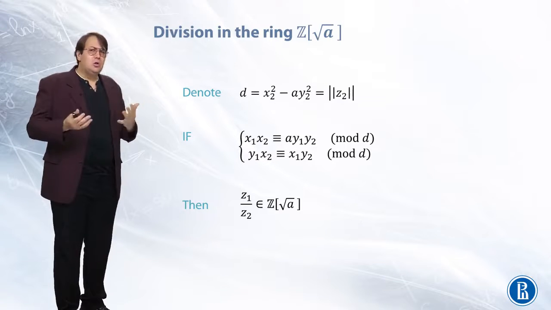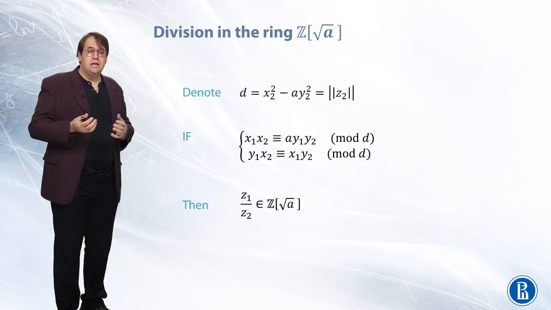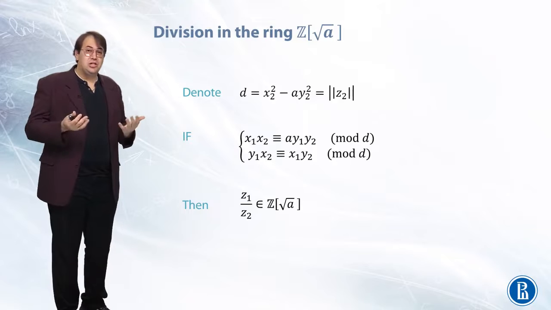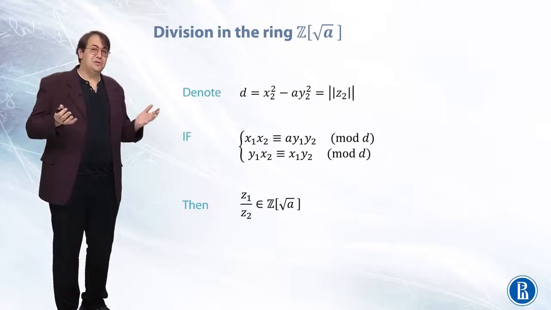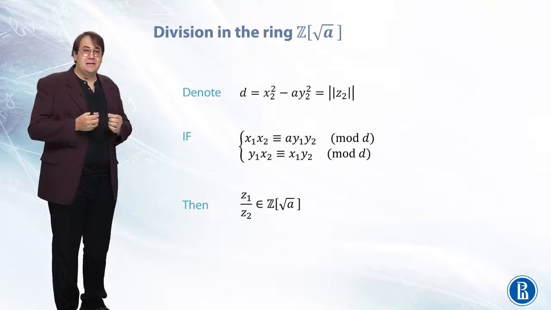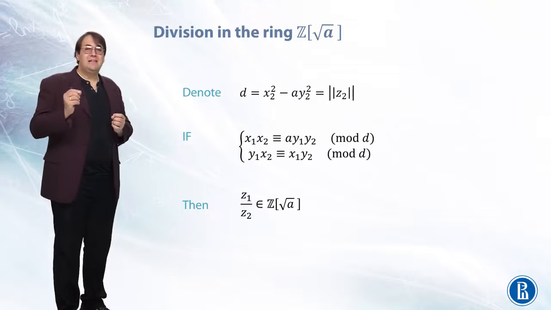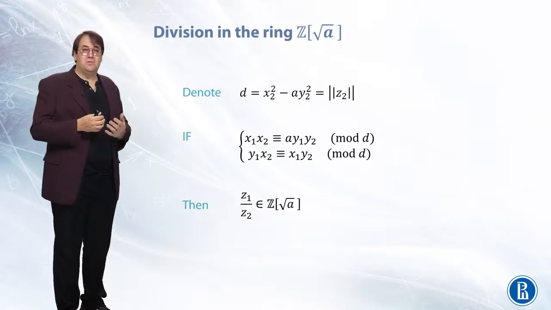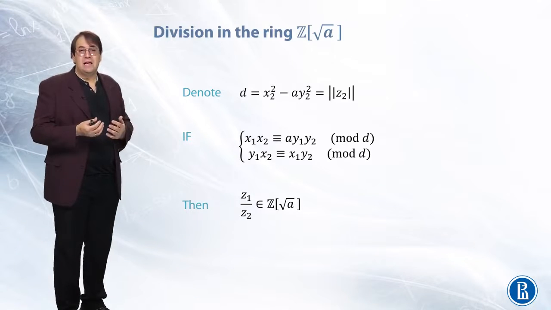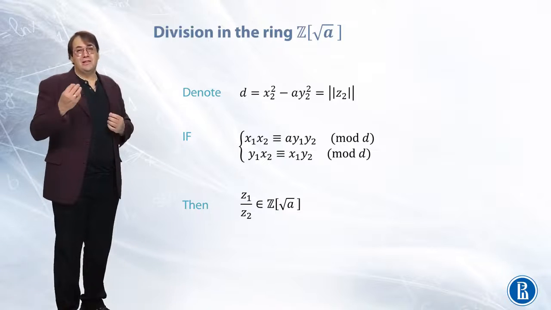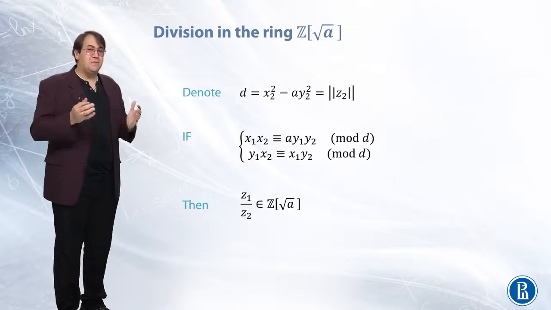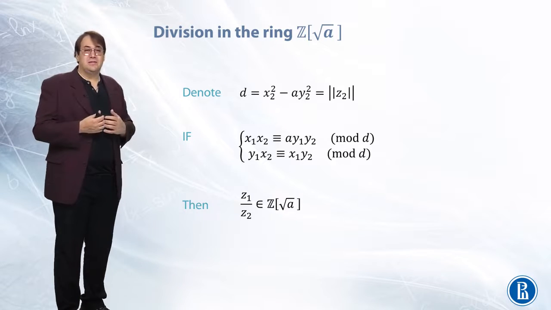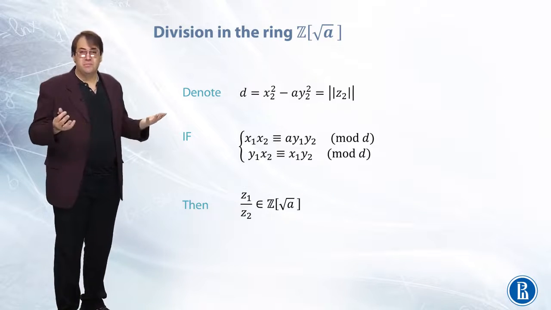Why are we now talking about these conditions? During our study of Pell's equations, which we haven't introduced yet, there will be a moment when we'll need to use this corollary of the division of z1 by z2. When we get to that moment, I will remind you of this video, and we will use these conditions, these congruences modulo d.